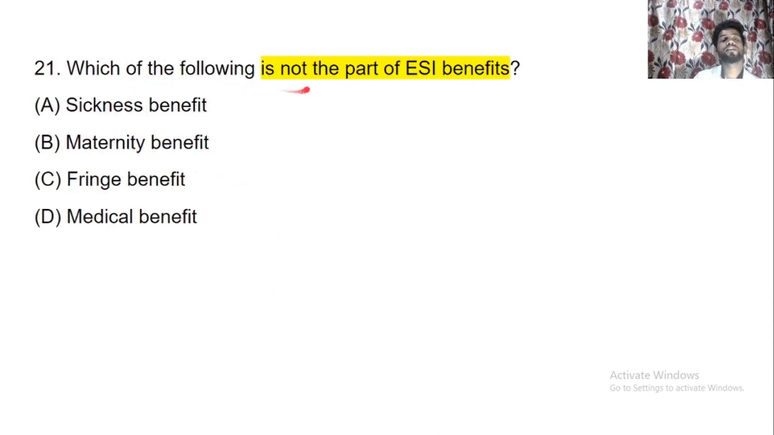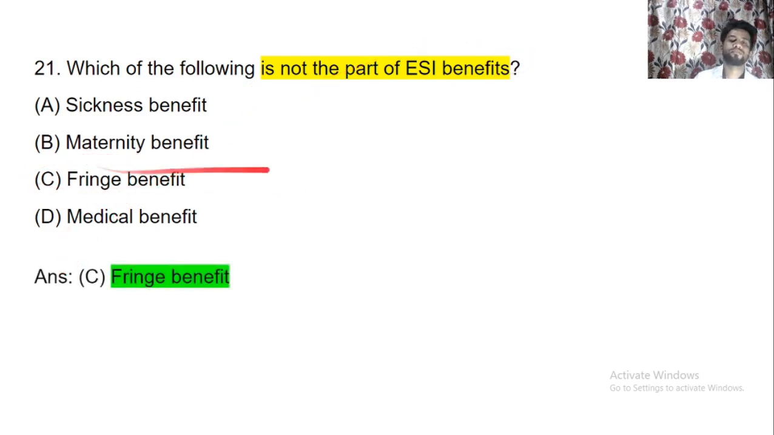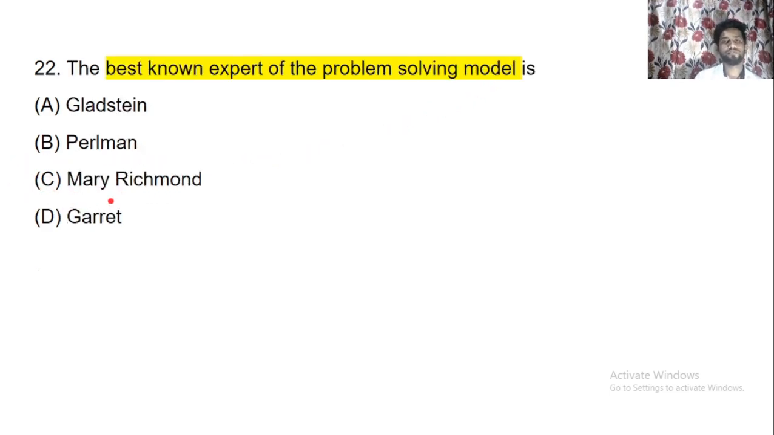Now, which of the following is not a part of ESI benefit? Fringe benefit is not a part of ESI benefit. So what are the benefits? Sickness benefit you will get under ESI. Maternity benefit you also get under ESI. Then medical benefit you will get under your ESI benefit. But fringe benefit you will not get under ESI benefit.